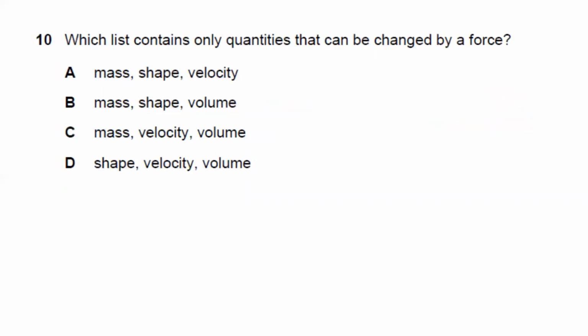Next question. Question 10. Which list contains quantities that can be changed by a force? Mass. Remember, mass of any object remains constant. Shape, yes, we can change the shape, we can change velocity, but we can't change mass. So mass can't be changed. Part B has mass, so we can't change this. Part C also has mass, so we can't change this. In part D, we can change the shape, the velocity, and we can easily change the volume. So part D will be the best option.